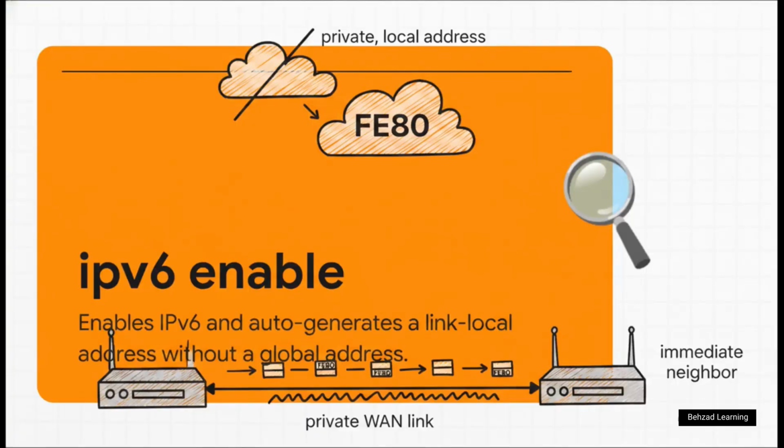Well, if you just type the simple IPv6 enable commands on an interface, the router skips generating a public global address entirely. Instead, it generates a private link-local address starting with FE80. And the crazy thing is, this FE80 address is literally all a router needs to route packets to its immediate neighbor on that specific wire.